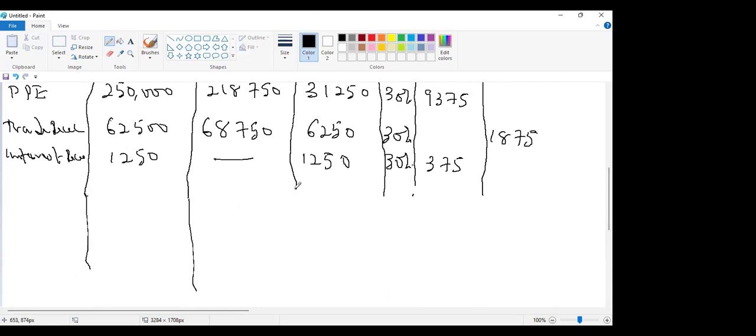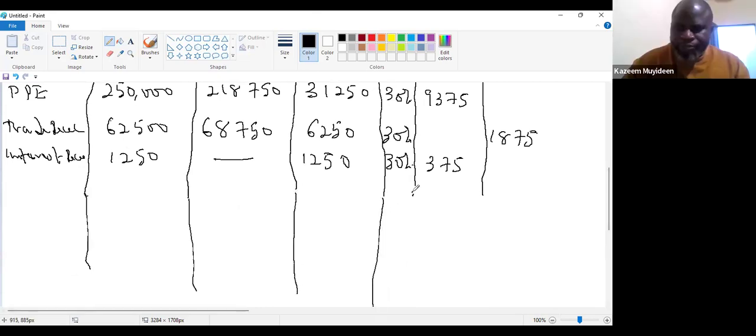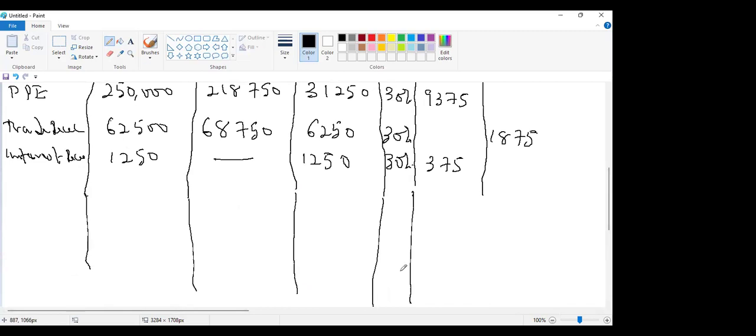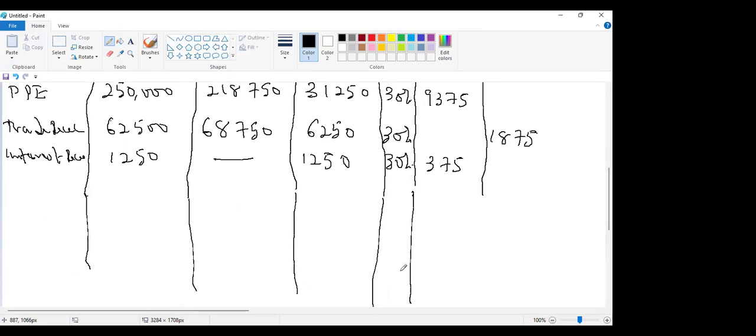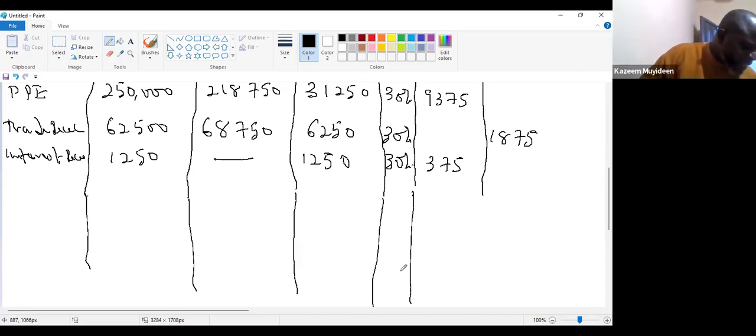Yes, sir. Please, the 68,750. What do you say, ma? It's 68,750 for the trade receivables. How do we get that? Yes, sir. Go to note 1 on trade receivable. They say trade receivable balance in the account is made up of the following amounts. Balance 68,750. Then provision for doubtful debt.